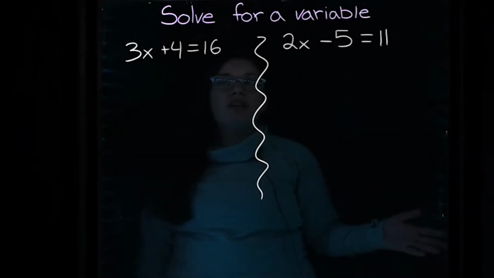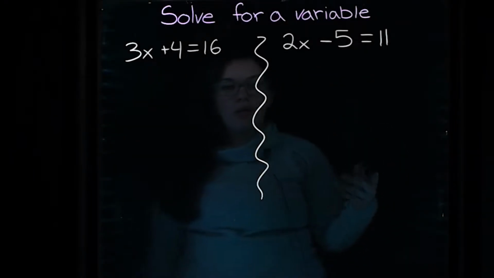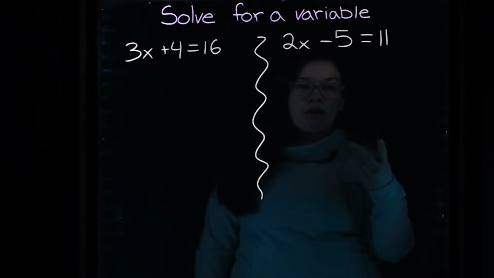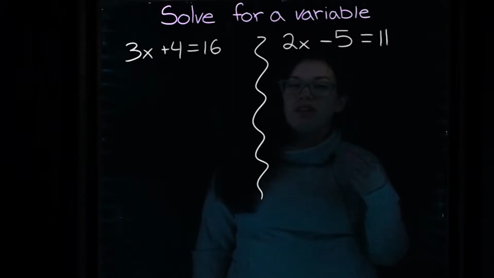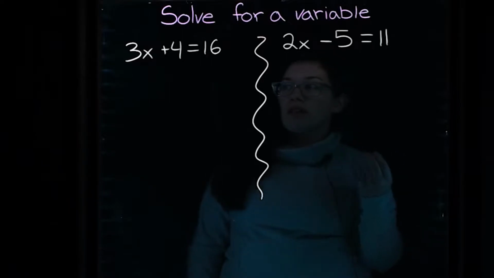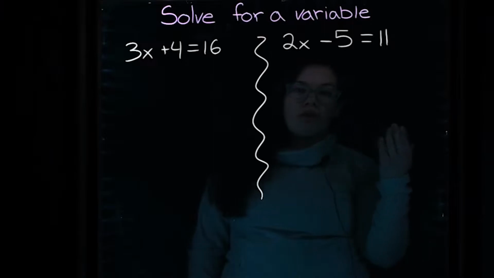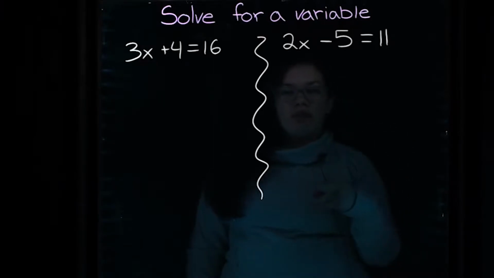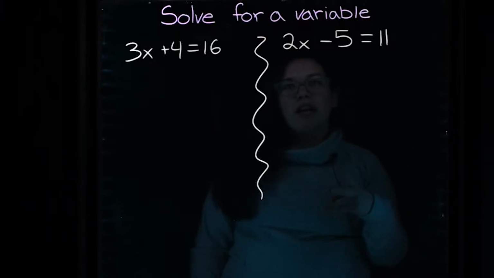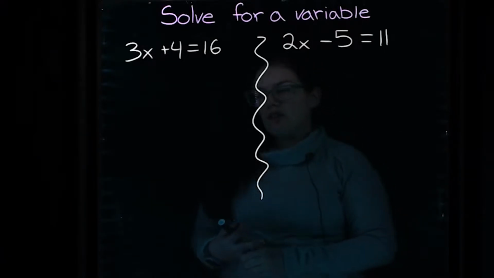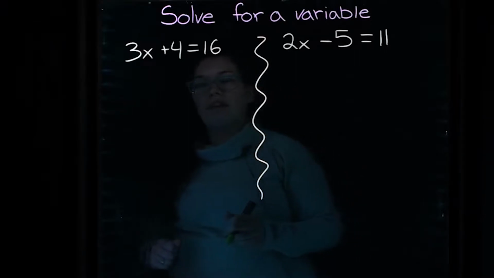Hi there, in this video we are going to solve for a variable. We have 4 different equations we are going to look at. 2 with 1 variable. Remember, a variable is another word for letter, but using our math vocabulary we use the word variable. And then the other 2 examples we will look at are examples with 2 variables in it. So let's go ahead and get started with the 1 variable.